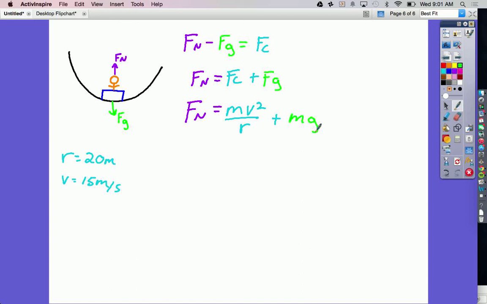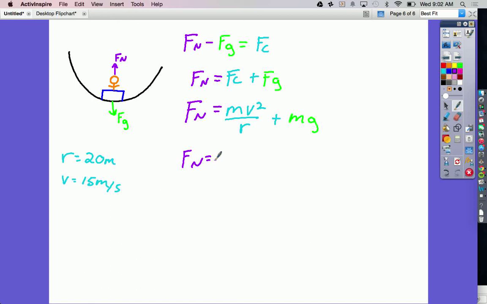Now I'm going to plug in some numbers. I do not have the mass, but I'm not needing the mass. I'm not looking for the actual force. I'm looking for more the acceleration that this person is feeling, the acceleration towards the center. So what exactly is it that you're feeling on your person at the very bottom of this hill?